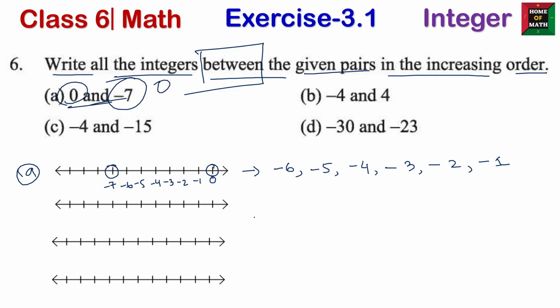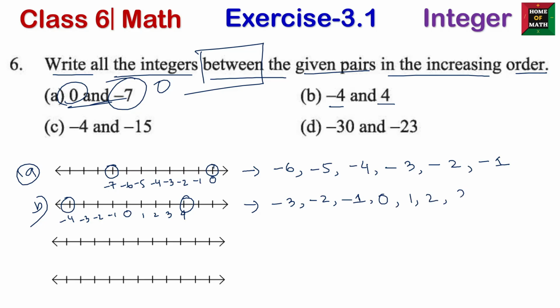Okay? Now number B, minus 4 and 4. So we can consider this one is 0. So first minus 4, it means minus 1, minus 2, minus 3, and here is minus 4. And plus 4: 1, 2, 3, 4. So in increasing order, not including minus 4 and 4, the numbers between are minus 3, minus 2, minus 1, 0, 1, 2, 3.